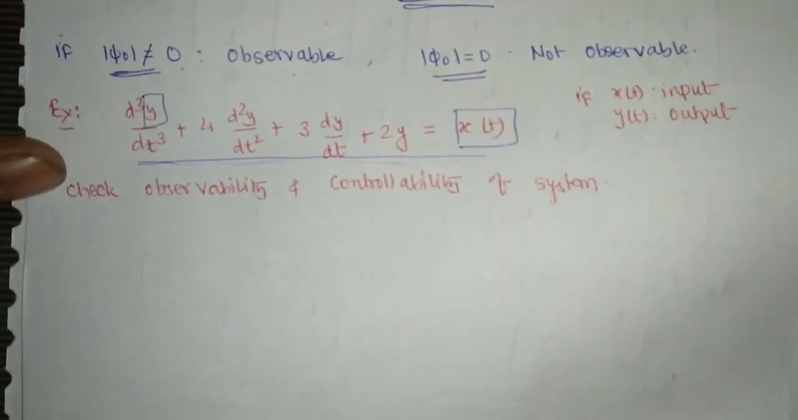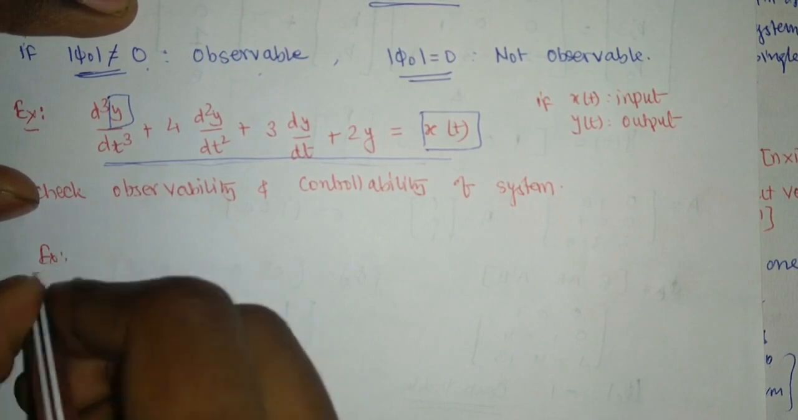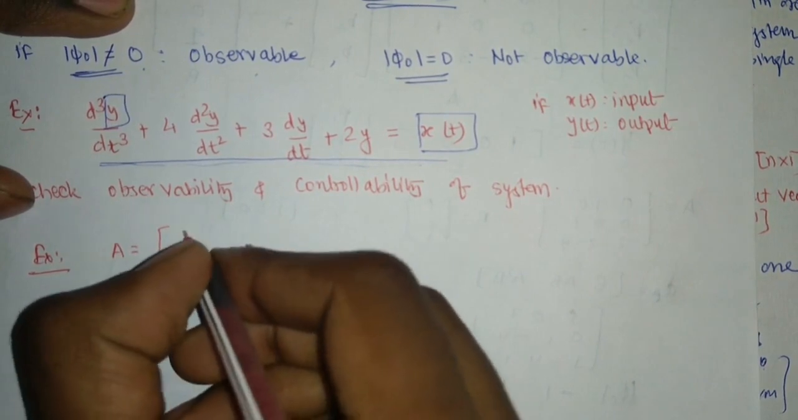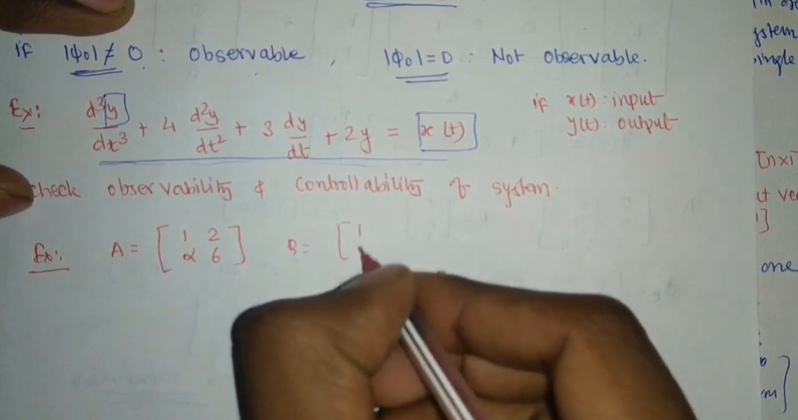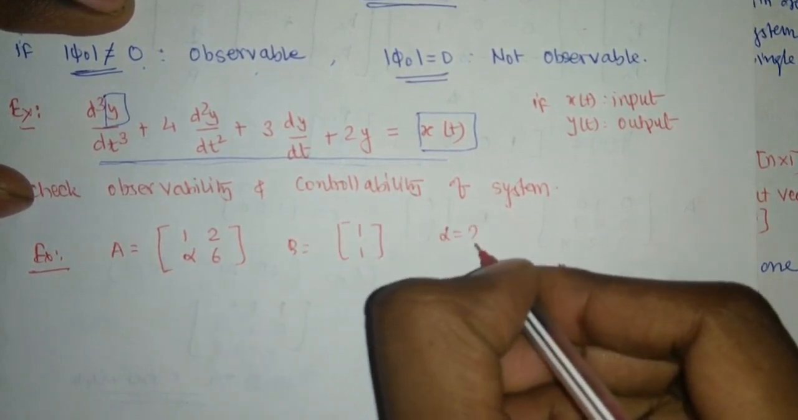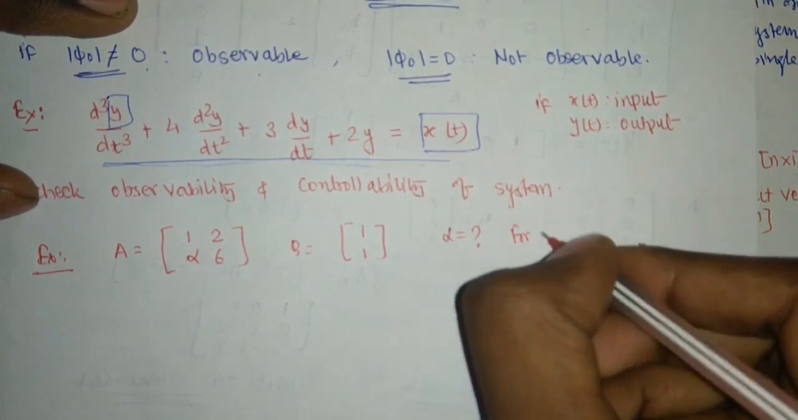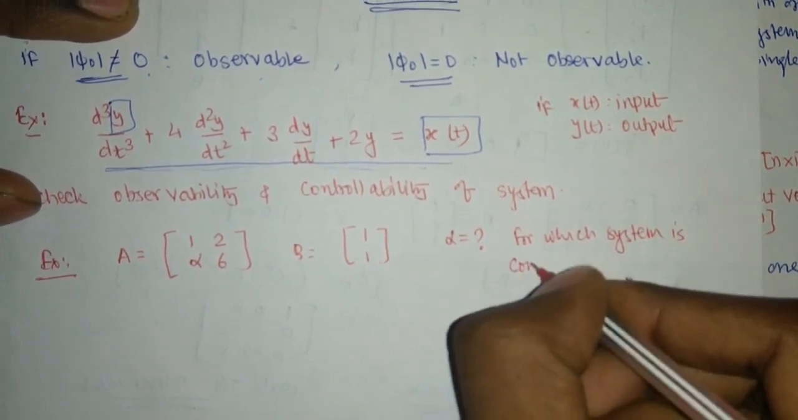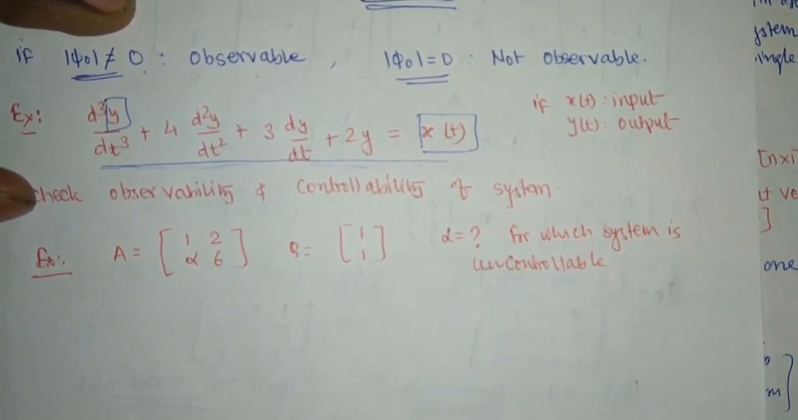Now we will have one more question here, and that is the last question for our whole syllabus. We are going to have a second order equation only, because third order will unnecessarily make our system complex. Let's say we are given A matrix as 1, 2, alpha and 6, and B matrix as 1 and 1. We need to calculate the value of alpha for which the system is uncontrollable.